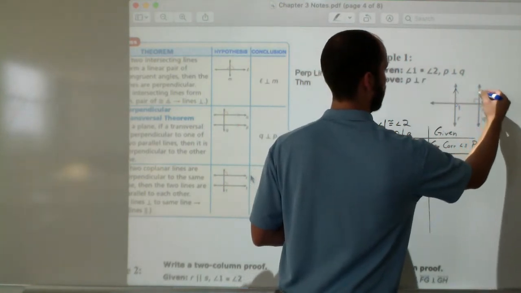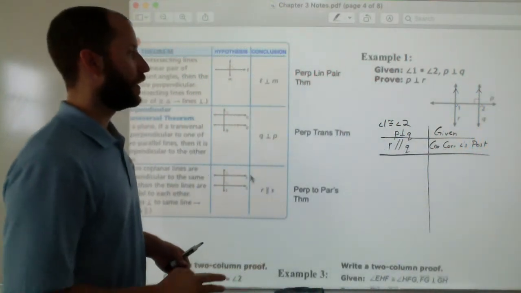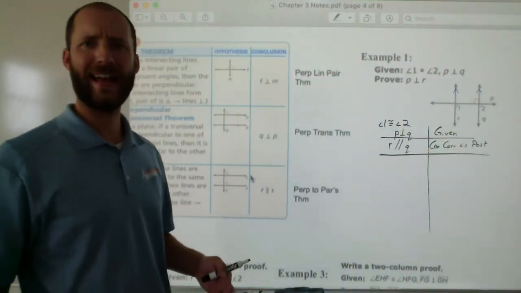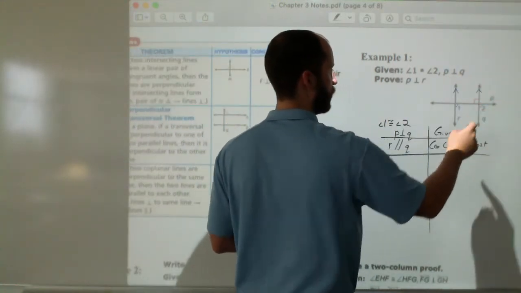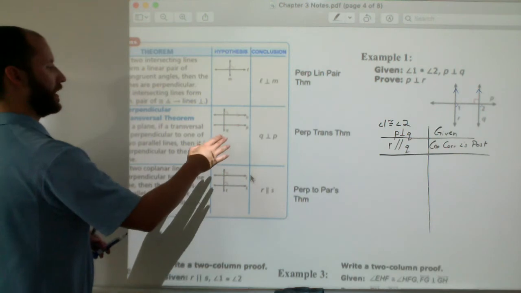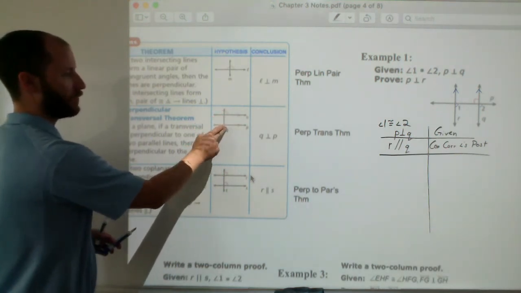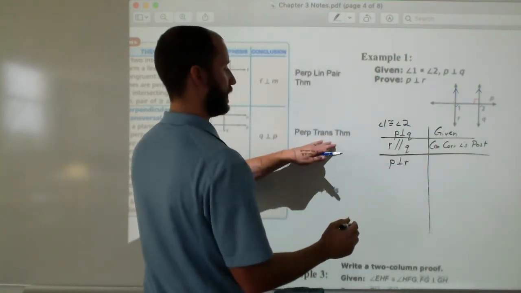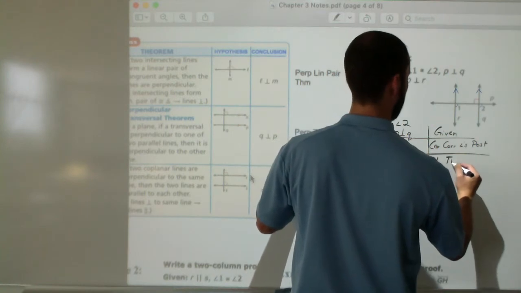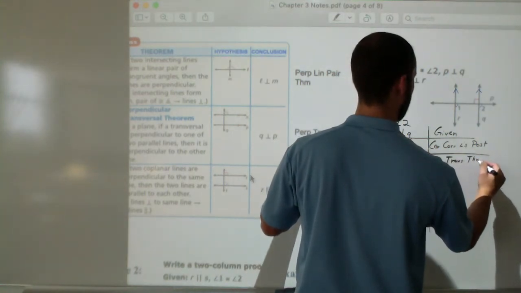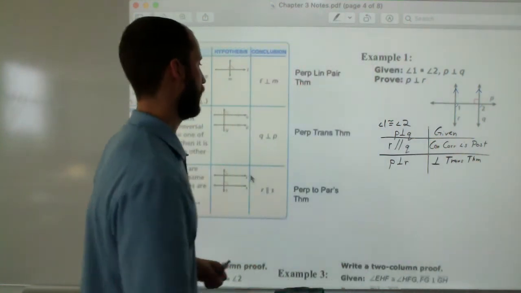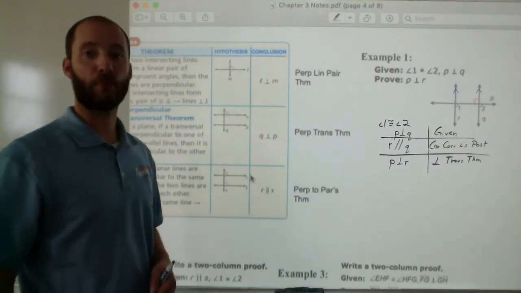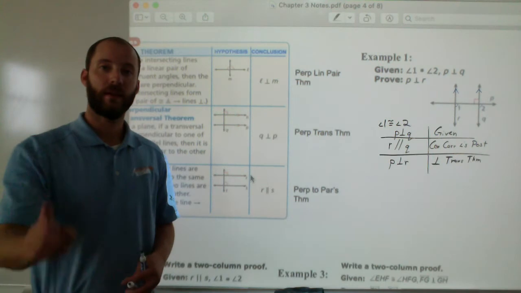So now we know that R and Q are parallel. And we're trying to get P perpendicular to R. Well, let's look at what we have. We have parallel lines. P is perpendicular to one of them. So if the transversal is perpendicular to one, it must be perpendicular to the other. So that means that P is perpendicular to R by the perpendicular transversal theorem. So just trying to get the hypothesis to make the appropriate conclusion. Okay? Let's take a look at one more.